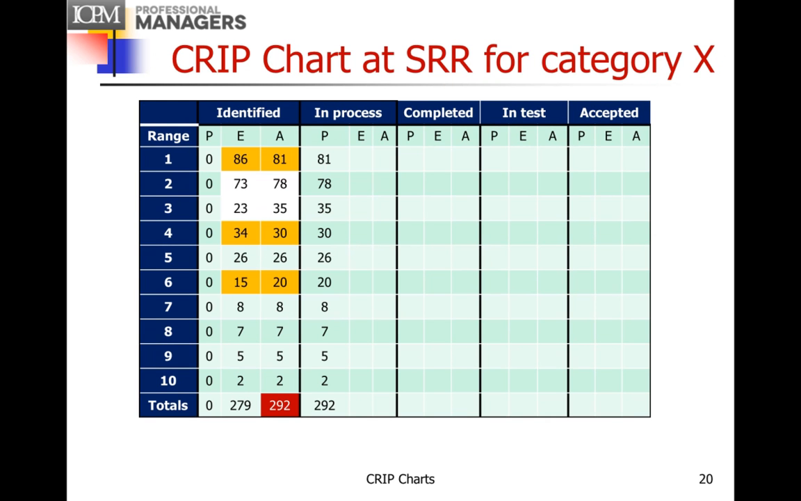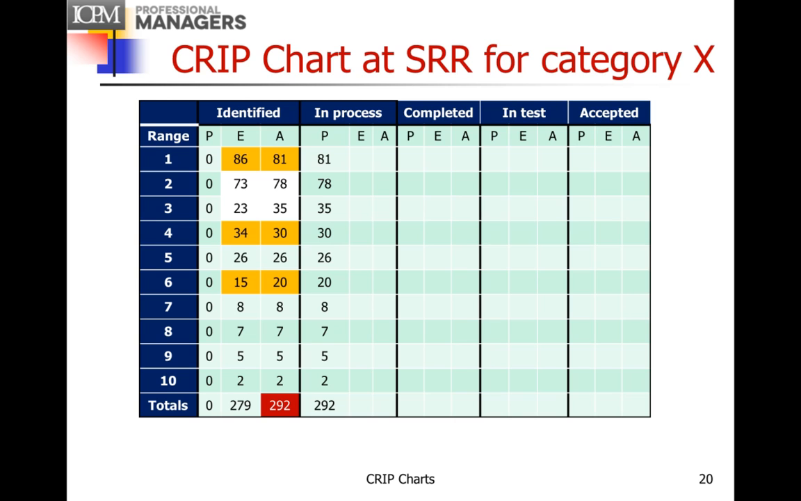So we then get to discuss the requirements with the customer a little further, and by the time we get to system requirements review, instead of having 279 requirements, we've got 292 requirements, which is fair enough, and I've highlighted the numbers that have changed. The numbers expected in the identified column are the numbers from the previous milestone, which was the start of the project. But the actual numbers are different because we discussed it with the customer, and a couple of the requirements moved around, there were some new requirements, and so on.